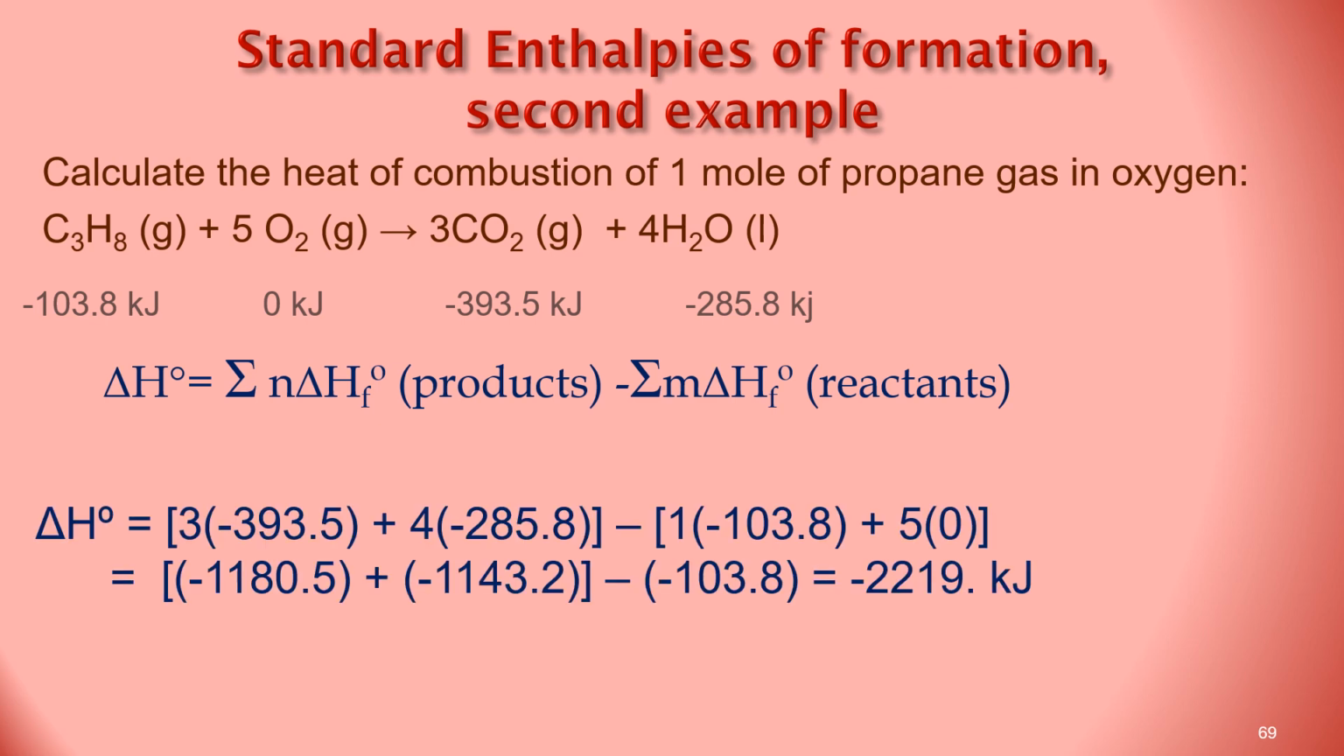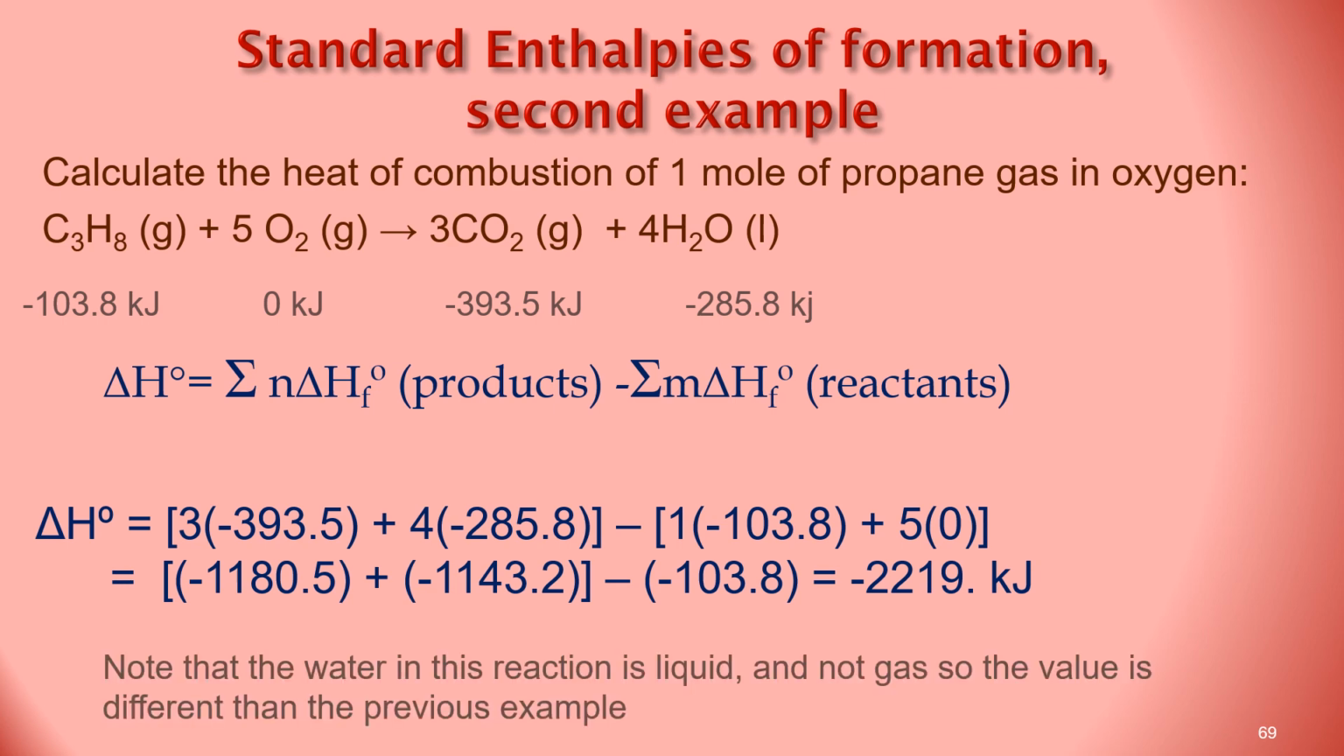So I take my products, 3 times negative 393.5 plus 4 times negative 285.8. Sum that up, which is negative 1180.5 plus a negative 1143.2. For my reactants, 1 times negative 103.8 plus 5 times 0, which of course is negative 103.8. So if I take the products minus reactants, I get negative 2219 kilojoules. Again, note that water in this reaction is liquid, so make sure to look up the proper value.